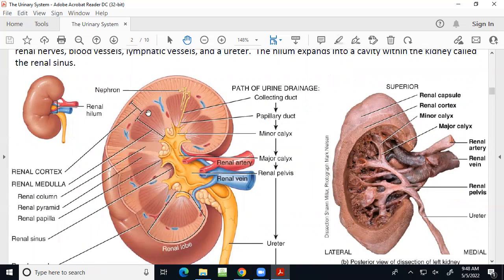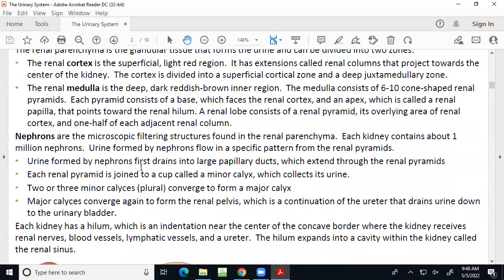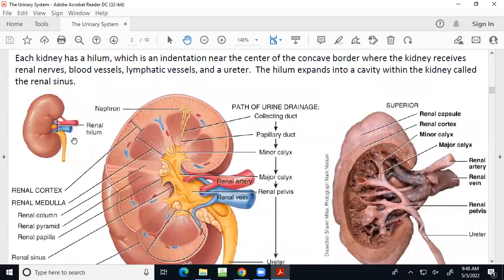Okay. Now, as I said, the renal medulla, shown here in the darker brown, is broken up by those renal columns, and that creates these triangular shaped or fan shaped regions, okay, which are called renal pyramids. And you can see why I would call them renal pyramids. They have that triangular shape, just like a pyramid does. Each pyramid consists of a base, which is what faces the renal cortex, and then an apex, which is called the renal papilla, that joins or points towards the renal hilum.